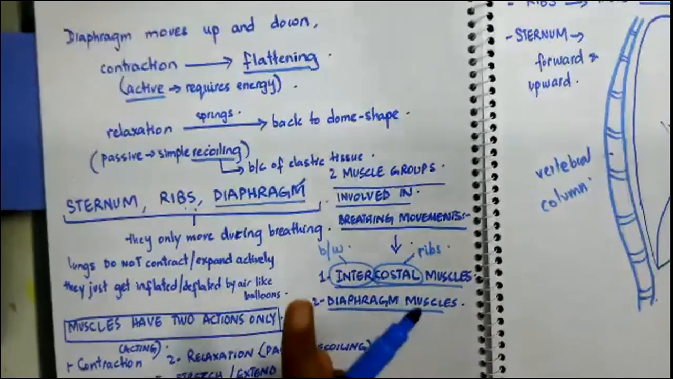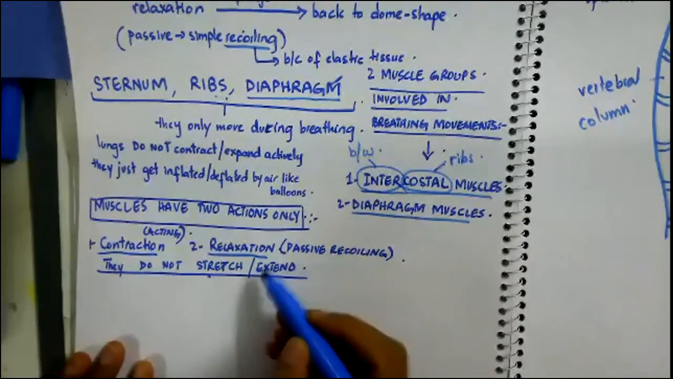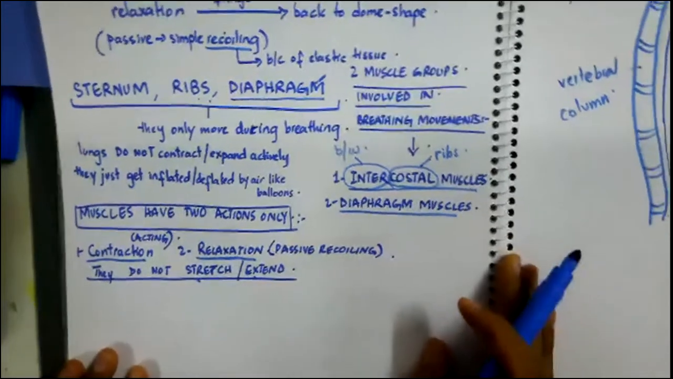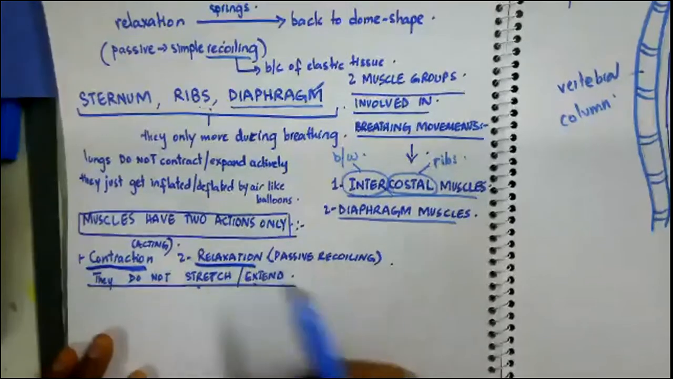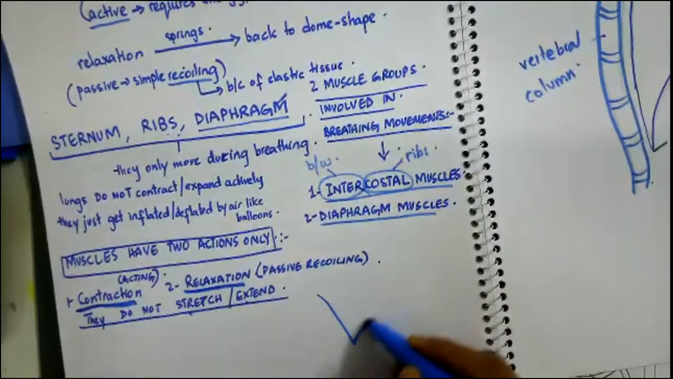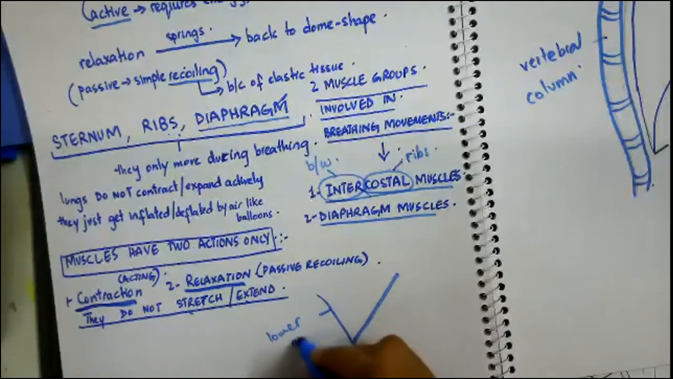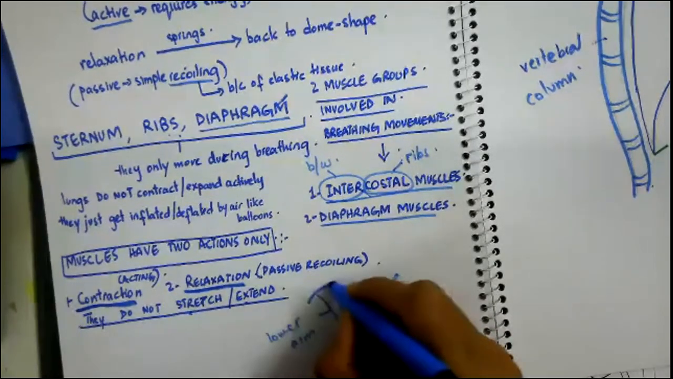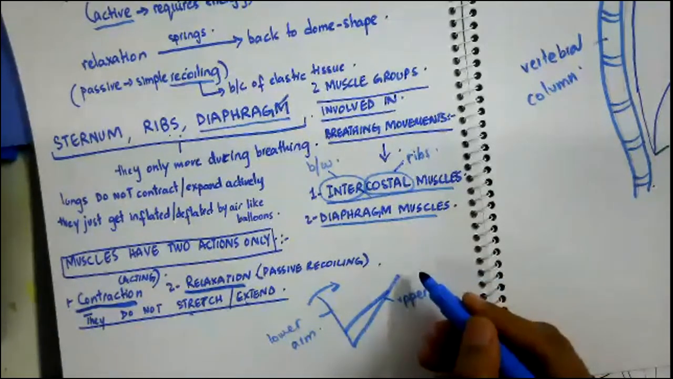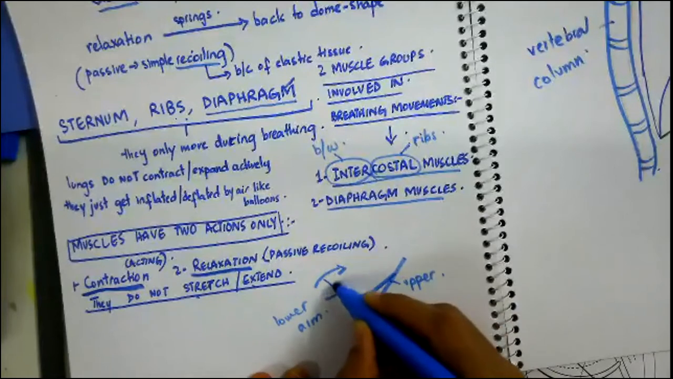Now remember one thing. Muscles only contract and relax. They don't stretch or extend. Do you understand? When I was a student, I would make that mistake. I thought that maybe they can elongate as well, that they can stretch or extend as well. No, they cannot. They can only contract and relax. So, for example, if there are two bones, this is one bone. For example, this is an arm. So this is the lower arm and this is the upper arm. So this muscle is responsible for bringing the hand closer to the upper arm, right? This muscle will pull it upwards, right? So this lower arm would move closer to the upper arm.